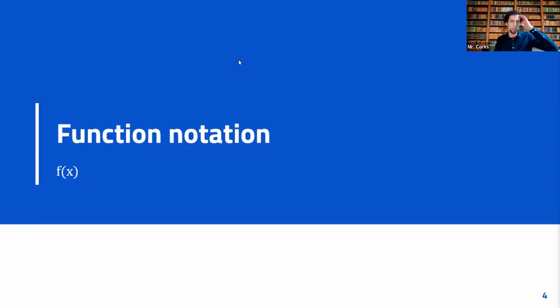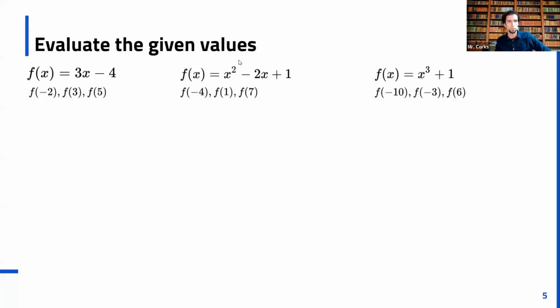Okay, so we'll start with function notation. And again, this is not really a calculus thing, but if we get something like this, how to just evaluate a function at a particular point. So let's try here. For the one on the left, f of x equals 3x minus 4. And I want to find out what is f of negative 2. How can I find that?